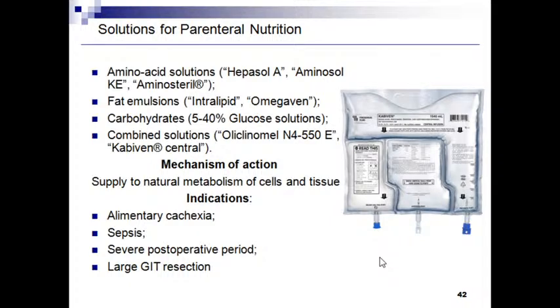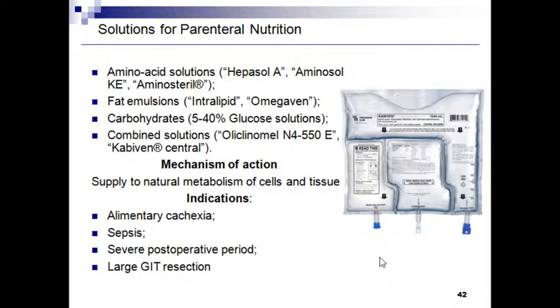We can use isolated drugs for correction of different chains of metabolism, such as amino acid solutions. Names of the solutions: Hepasol A, aminosol, or aminosteril. We can use fat emulsions for improvement of fat metabolism, lipids, intralipid or omegaven. We can use carbohydrates, glucose solutions. In our country, the percentage of the glucose varies from 5 to 40%.